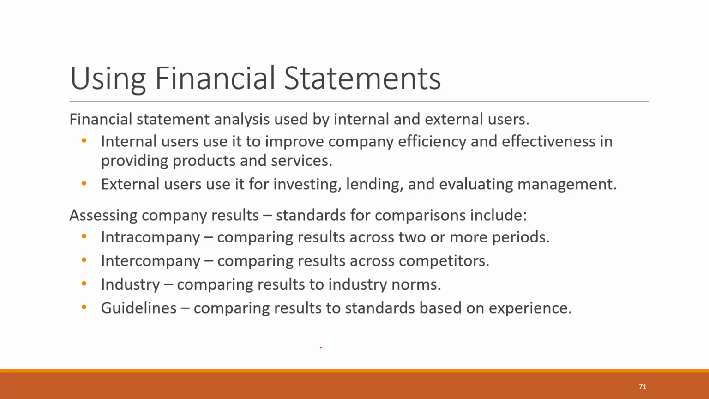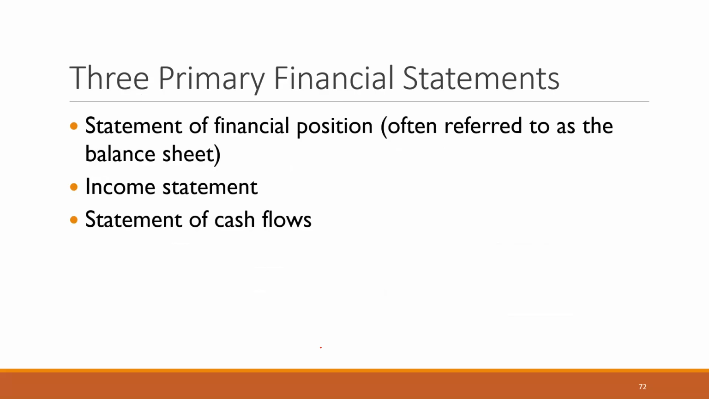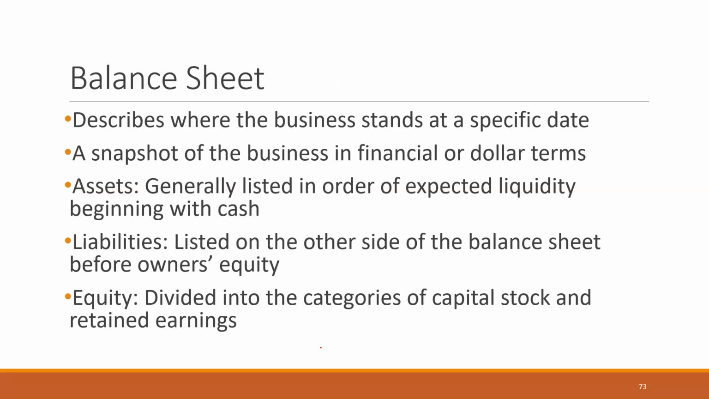The last chapter we look at this semester is called Financial Statement Analysis, where we're going to look a lot at this assessment of company results using the financial statements to analyze. Our 3 primary financial statements are the statement of financial position, also called a balance sheet, our income statement, and the statement of cash flows. We've talked about these each a little bit already.